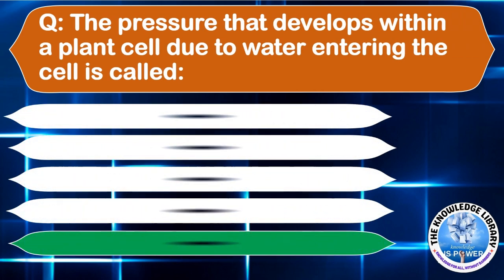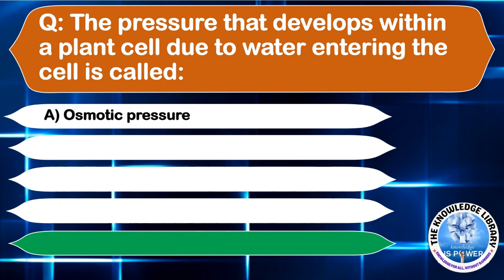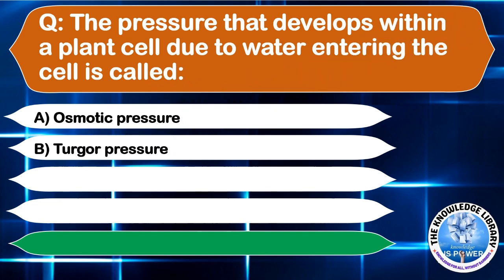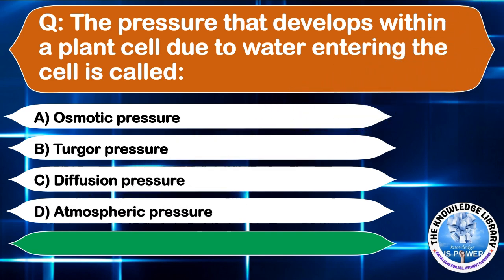The pressure that develops within a plant cell due to water entering the cell is called? Option A, osmotic pressure. Option B, turgor pressure. Option C, diffusion pressure. Or option D, atmospheric pressure. The correct answer is option B, turgor pressure. Moving to the next question.